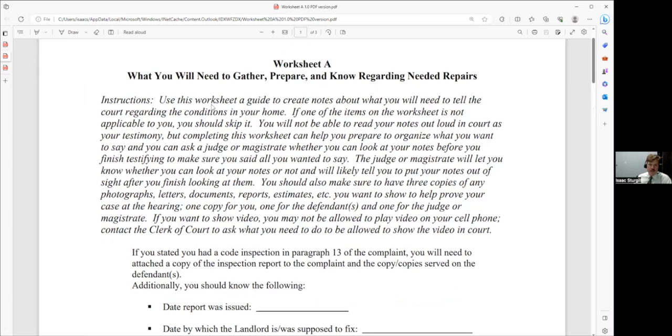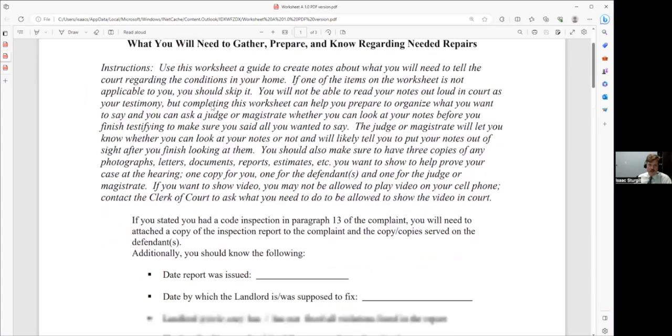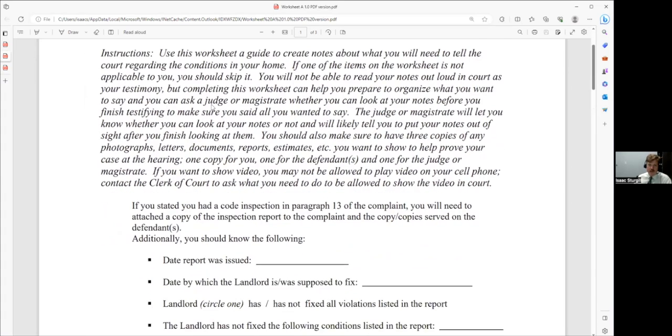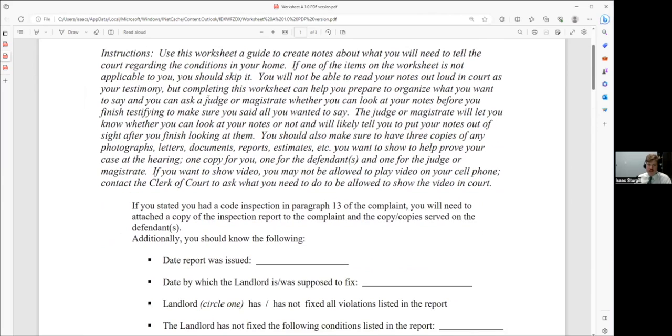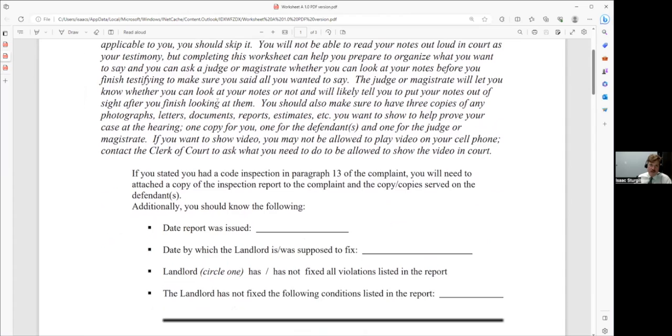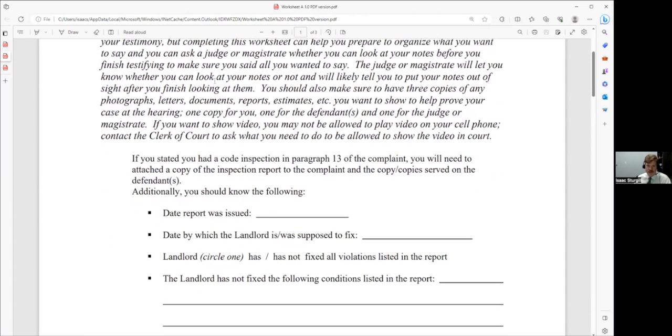So this worksheet is just giving some info on what the person needs to get ready for court. Typically the tenant wants to have everything in paper copy. Most judges will not allow you to show stuff on your phone to the judge. It has to be printed out, so that needs to be hard copy. And the tenant usually wants to bring 3 copies of everything that they want to show to the judge.